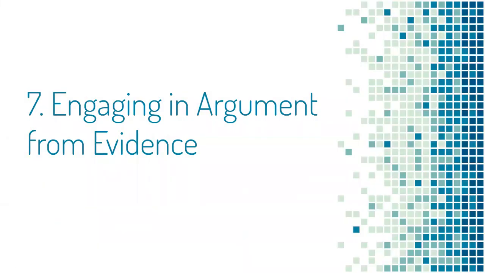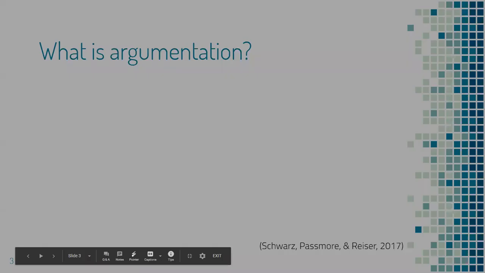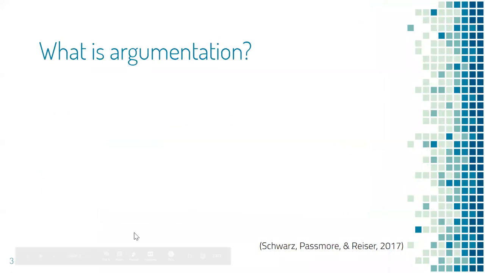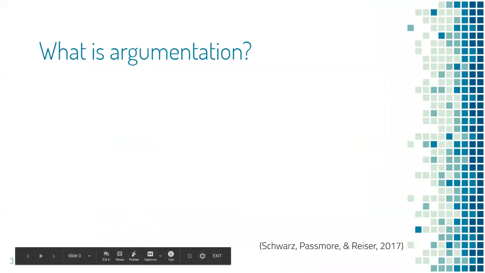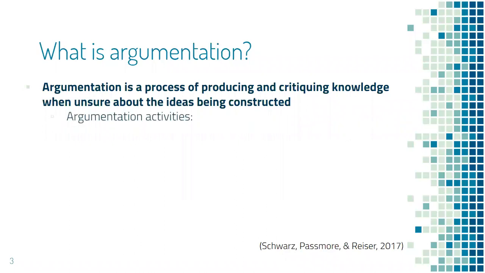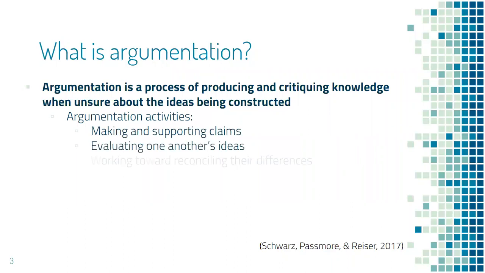Let's cover the first critiquing practice, engaging in argument from evidence, which is listed as the seventh science and engineering practice. In a general context, an argument typically means disagreement. However, in the scientific community, argumentation is a process of producing and critiquing knowledge when unsure of the ideas being constructed. Through the process of argumentation, students develop more confidence in their ideas through making and supporting claims, evaluating one another's ideas, and working towards reconciling their differences.